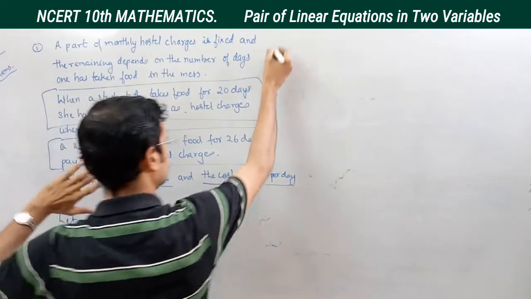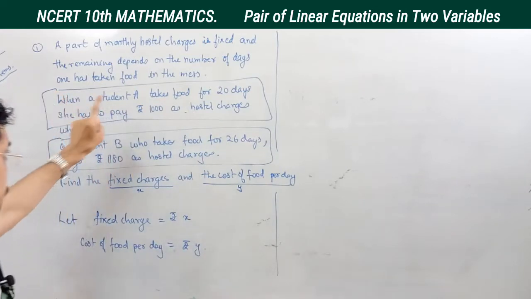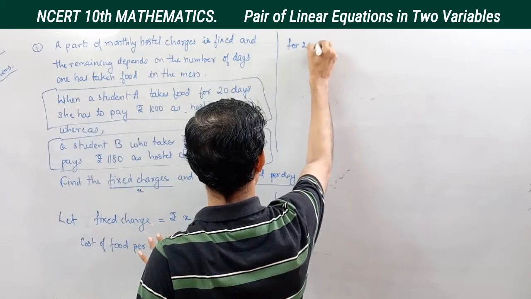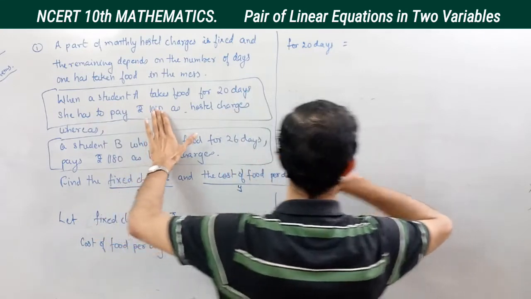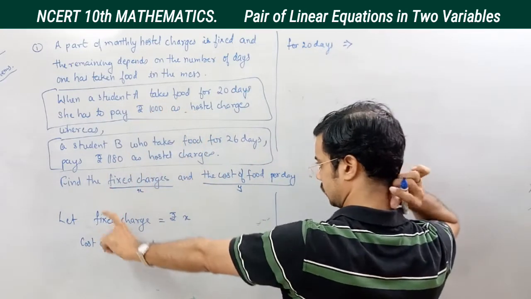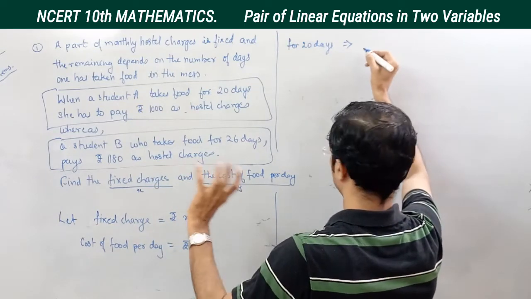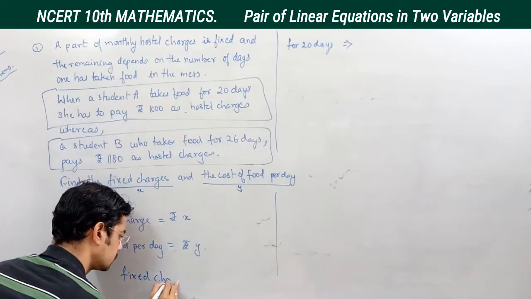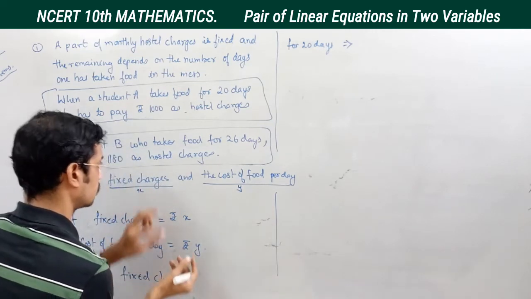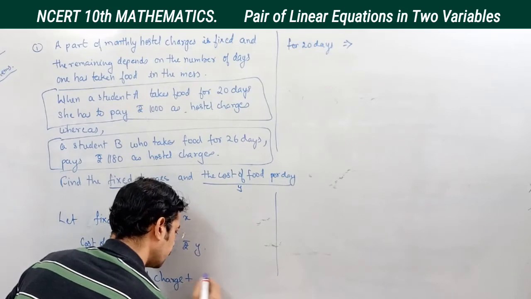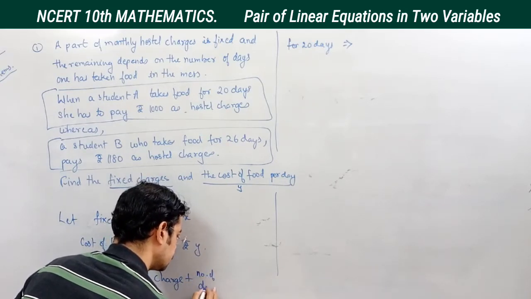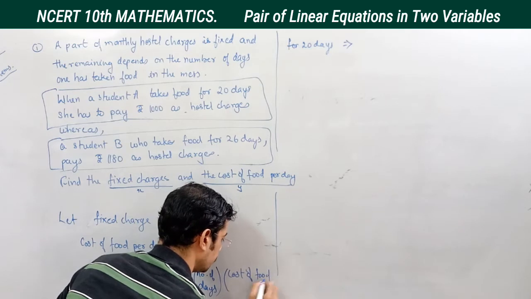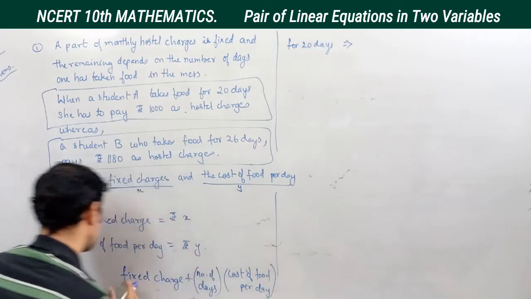From the first situation, we can have the equation. The number of days is given to you. So for 20 days, what will be the total charge? Total charge is rupees 1000. So the equation will be: the fixed charge plus cost of food per day into number of days, and this will be equal to the total charge.